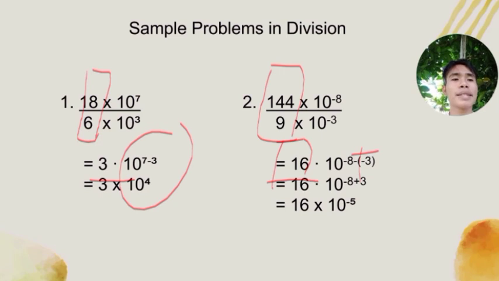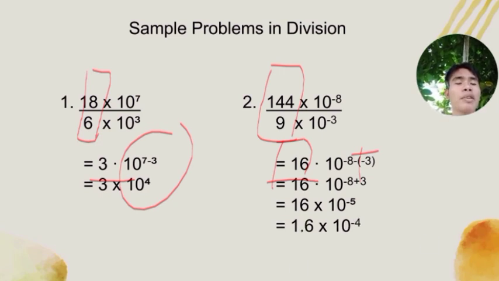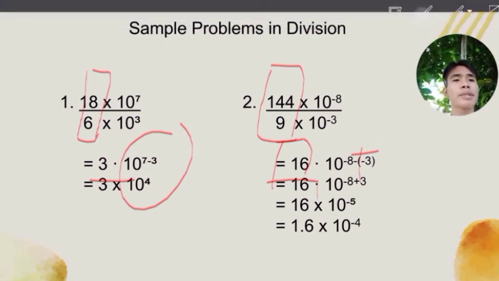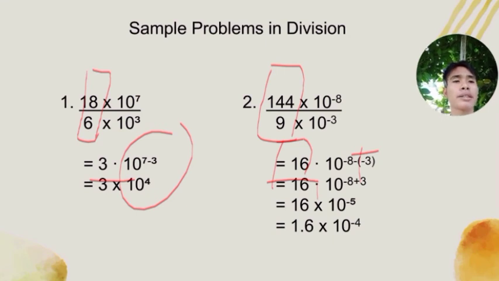Again, we can't have 16. Then, move ang decimal to the left. So, it will become 1.6 times 10. And also, ang exponent niyang 1 will add also the exponent 1. It will become a negative 4 power. So, we'll have a total answer of 1.6 times 10 to the power of negative 4.